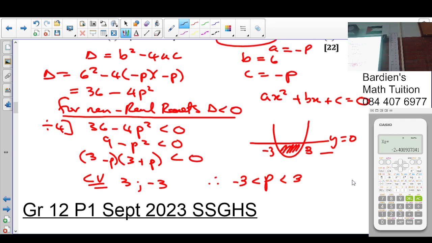And now I'll mark this question here. I gave you 1 for getting the discriminant in terms of p, and then 1 for introducing the right inequality, and then 1 on your solution. Okay, 3 marks.